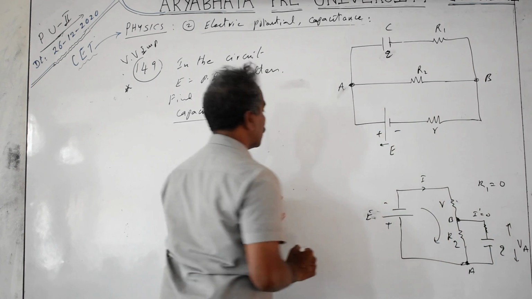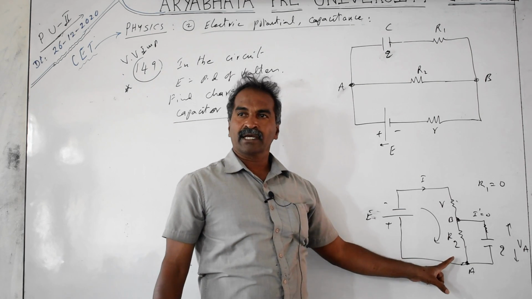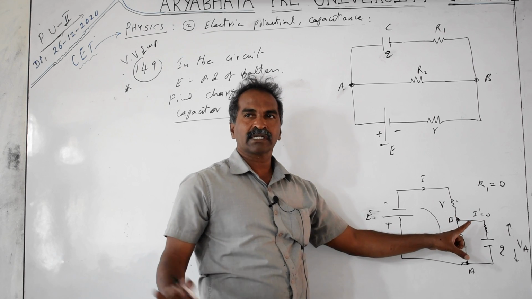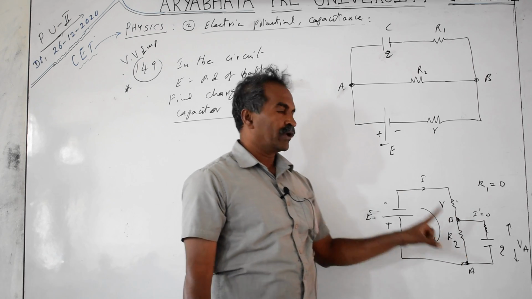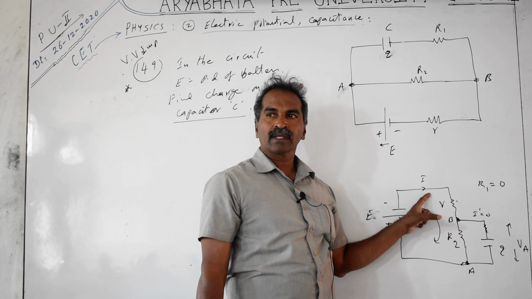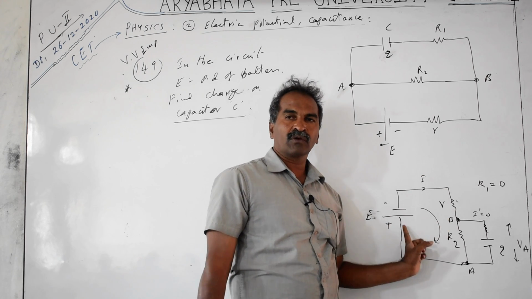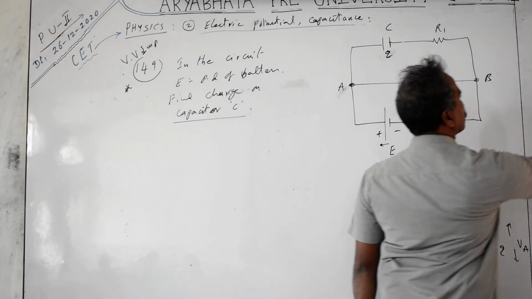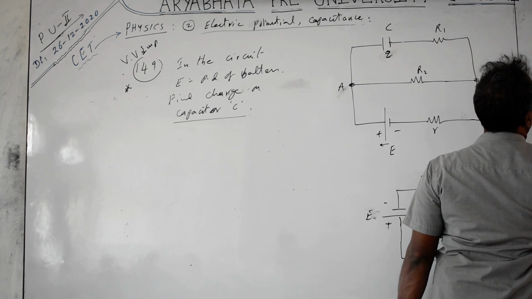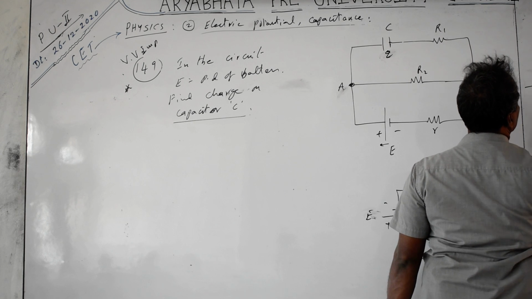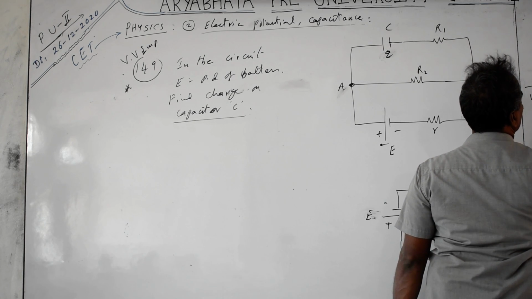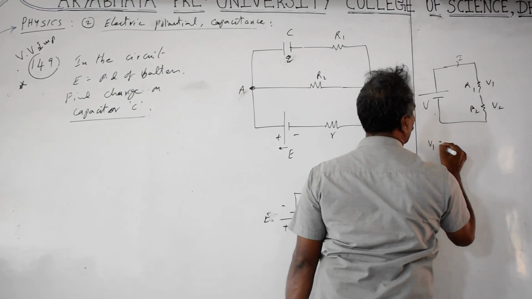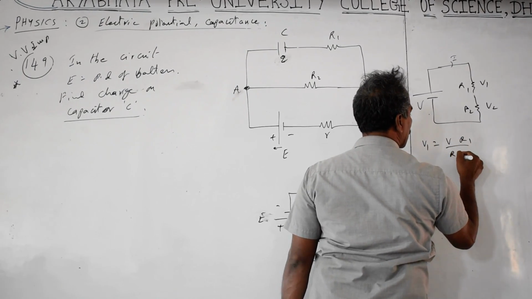What is the VAB formula? This is V1, V2 we can take. What is V2? Across this R1, R2, the voltage division: V1 is the total voltage V into R1 by R1 plus R2, if you remember that relationship. This is the total voltage V. This is R1, R2. Voltage across these is V1, V2. Current is the same. So what is the V1 formula? V into R1 by R1 plus R2.